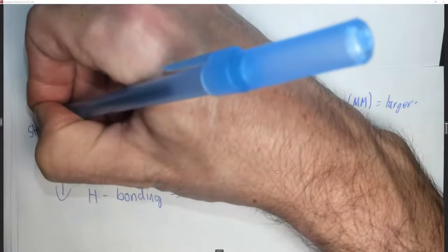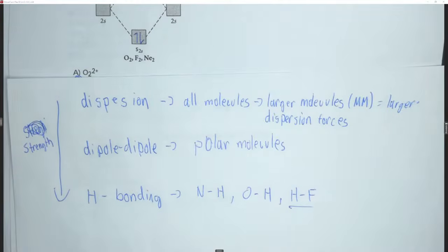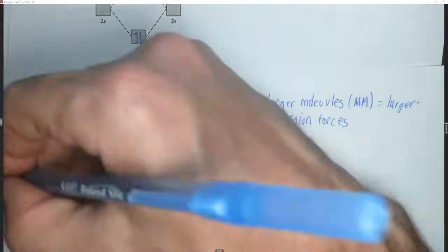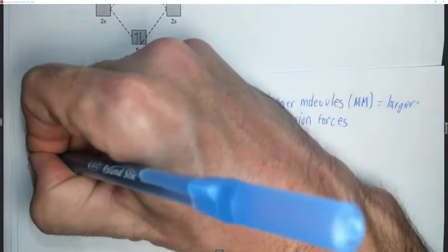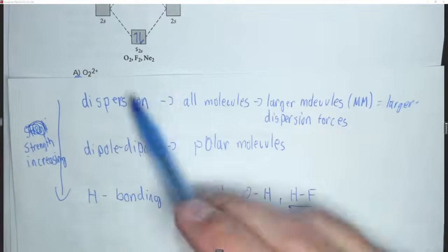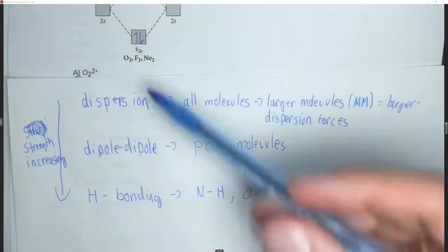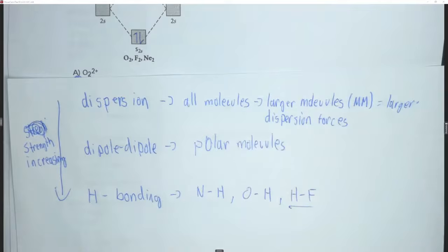And the strength of these intermolecular forces increases as we go down in this order. So dispersion is the weakest, followed by dipole, and followed by hydrogen bonding. So this is basically the order that we go in.